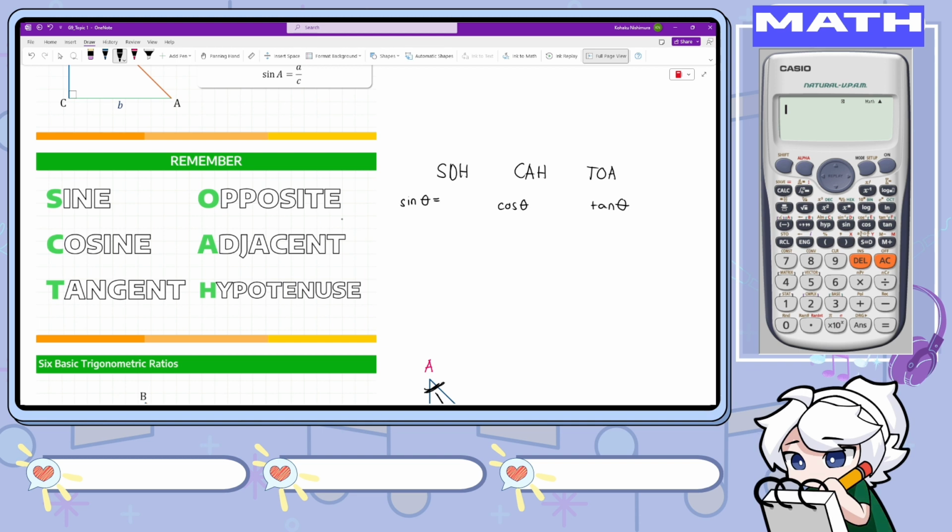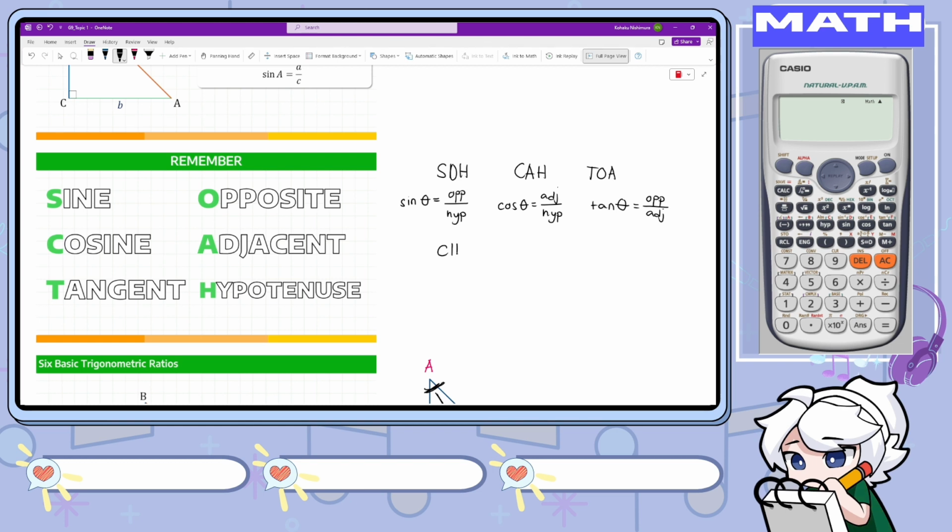And lo and behold, O, A, and H correspond to the sides, either opposite of theta, adjacent of theta, or the hypotenuse. For sine, it's opposite over hypotenuse. For cosine, it's adjacent over hypotenuse. And for tangent theta, it's going to be opposite of theta over adjacent of theta.